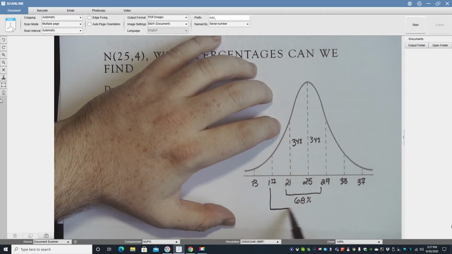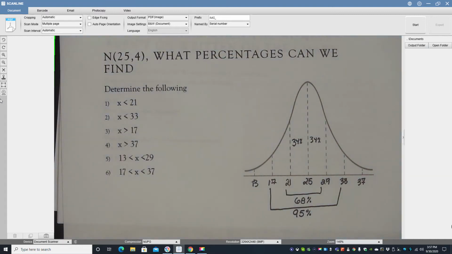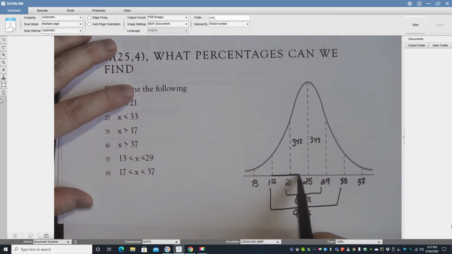Well, if we recall from the last slide, this is 95%. So again, I'm going to cut this in half. So 95 divided by 2 is, let's see, half of 90 is 45, half of 4 is 2, and half of 1 is 0.5. So 45 plus 2 plus 0.5, it's 47.5. So 47.5 goes from here to here.